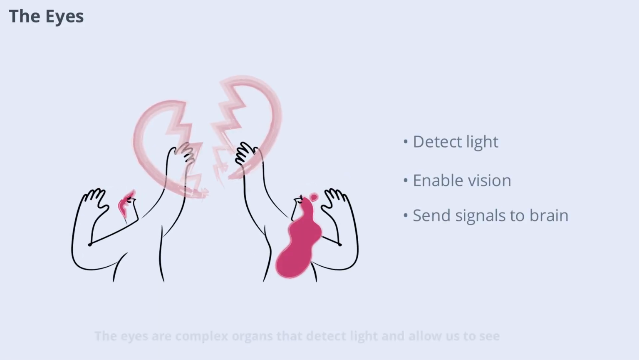The eyes are complex organs that detect light and allow us to see. They convert light into electrical signals, which the brain interprets as images. The eye's structure, including the cornea, lens, and retina, enables us to perceive the world in vivid detail.